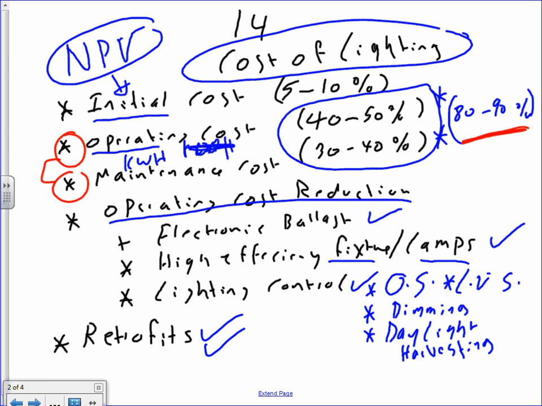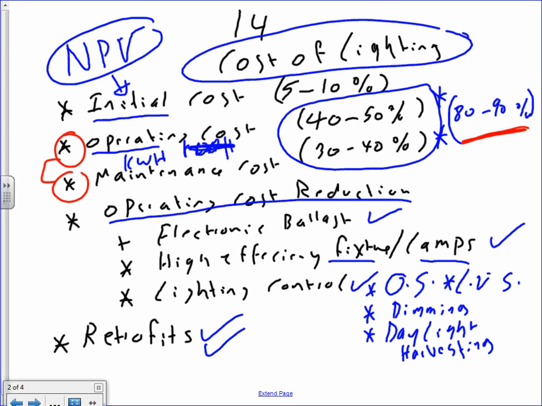To reduce your operating cost, electronic ballasts are a must. To meet the energy code now, guys, you cannot meet the energy code without electronic ballasts. So the first thing is these electromagnetic ballasts that hum and consume a lot of power and are inefficient. By code, you cannot deal with them, even if you want them.